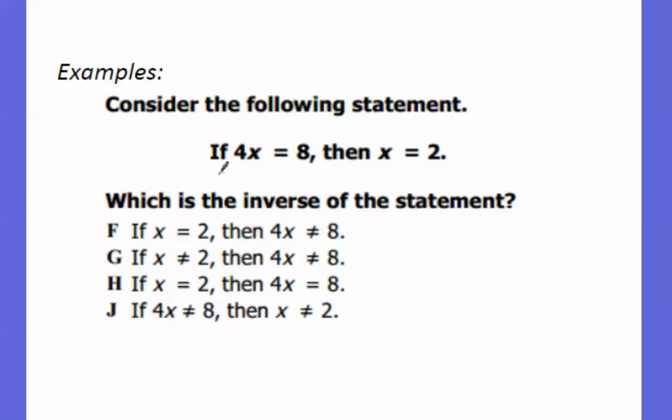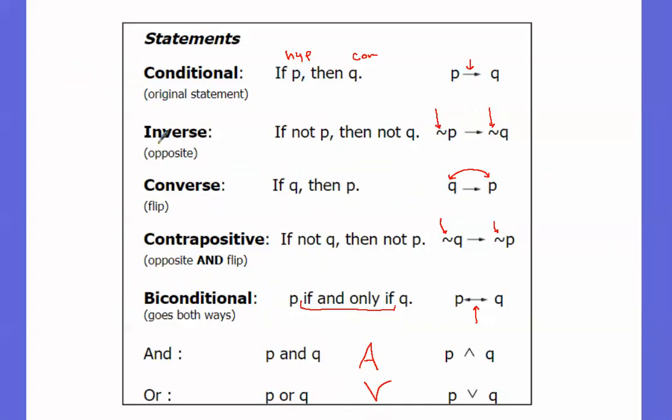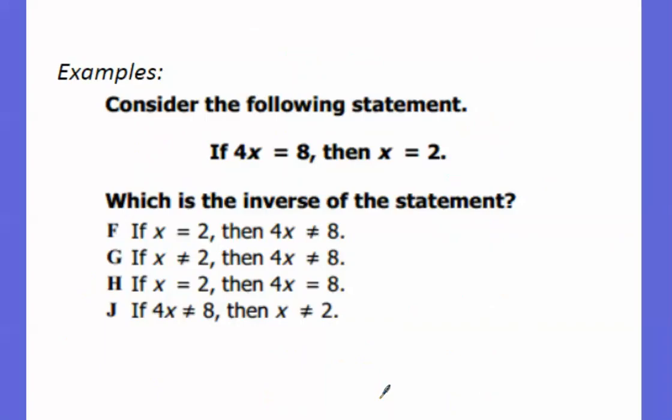All right, let's work some examples. Consider the following statement. If 4x equals 8, then x equals 2. Which is the inverse of this statement? Remember, the inverse means the opposite. Here is the inverse, reminding you of the opposite. All right, so we're looking for the opposite of this. Well, what it would be is: if 4x does not equal 8, then x does not equal 2.